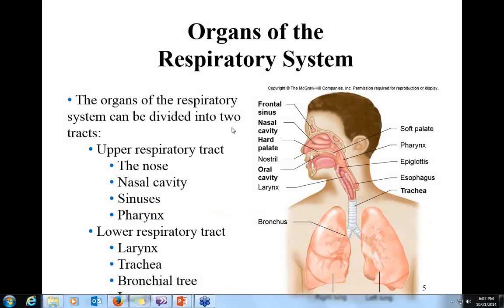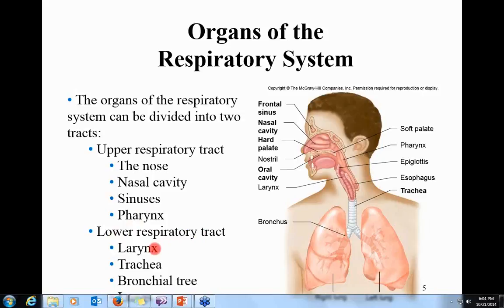Now, the organs of the respiratory system can be divided into two tracts. The upper respiratory tract includes the nose, the nasal cavity, the sinus and pharynx. Allergies I always think of when I think of upper respiratory tract. You can get upper respiratory tract infections.